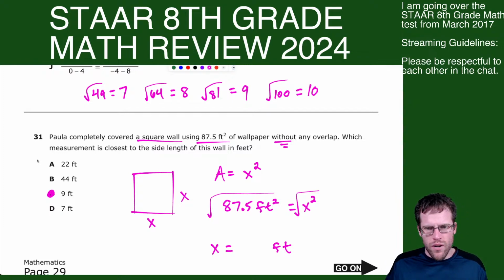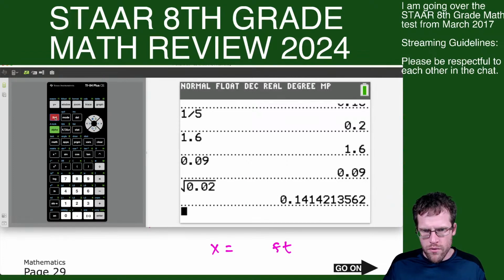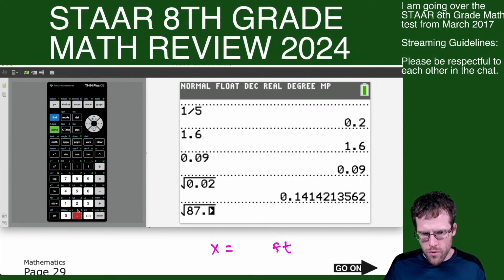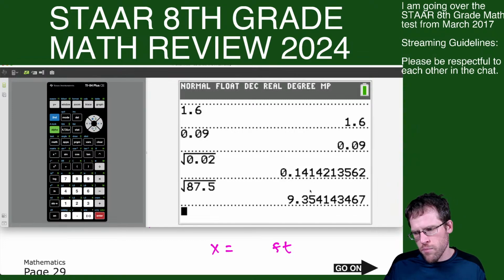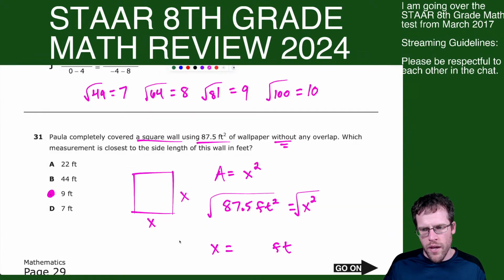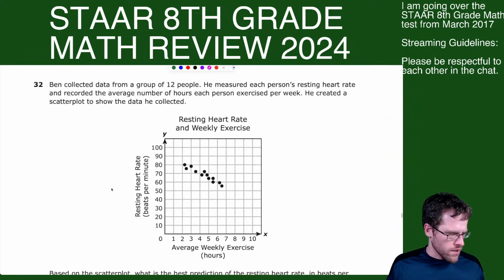But if I had to, I could just type that in a calculator. So I could go here and say square root of 87.5. You see I get 9.35. So that would round down to 9 feet. Okay, this is pretty significant rounding, but we'll say, yeah, roughly 9 feet. Choice C. All right, we're making gains here.